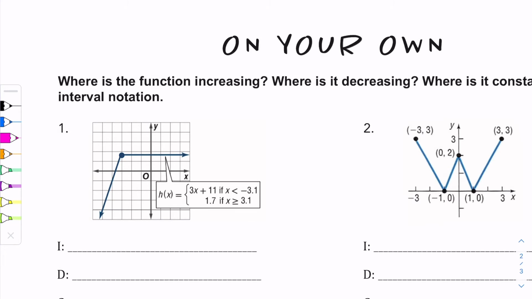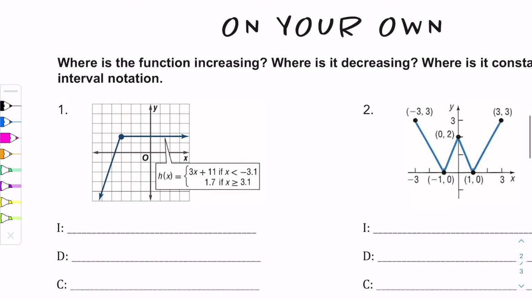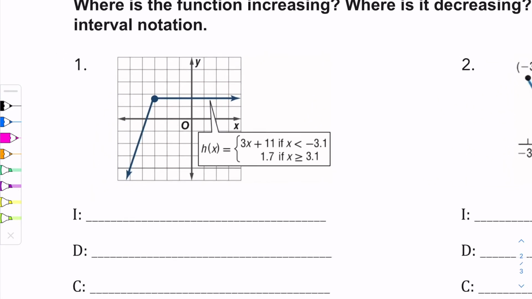Okay, I'm gonna do one more in this on your own section, and then I'll leave the last one for you. But the reason why I want to go over number 1 is because this graph has ends that continue forever. So we're going to be using negative and positive infinity here. For this first graph, we are starting at negative infinity and we are increasing until our turning point where we stop and we remain constant until positive infinity, or I should say forever.